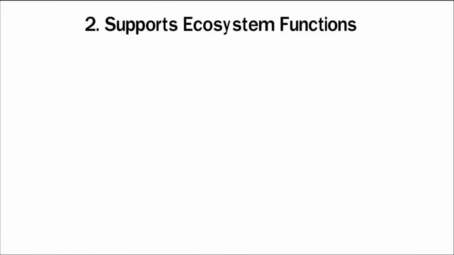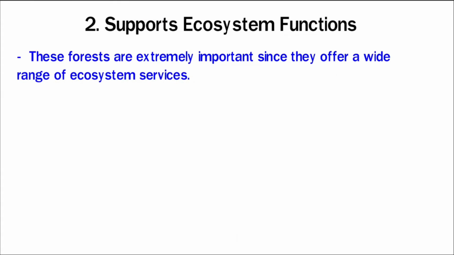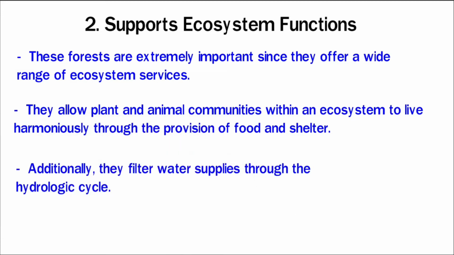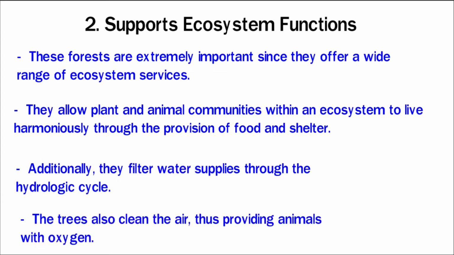Number 2. Supports ecosystem functions. These forests are extremely important since they offer a wide range of ecosystem services. They allow plant and animal communities within an ecosystem to live harmoniously through the provision of food and shelter. Additionally, they filter water supplies through the hydrologic cycle. The trees also clean the air, thus providing animals with oxygen.